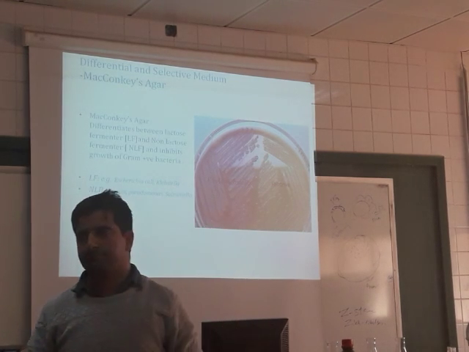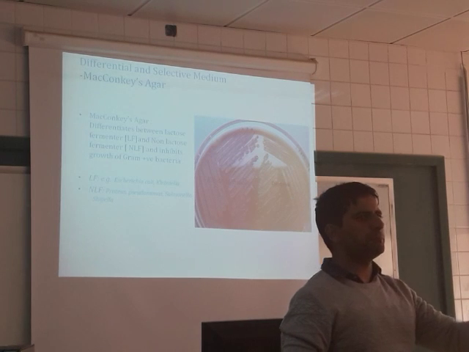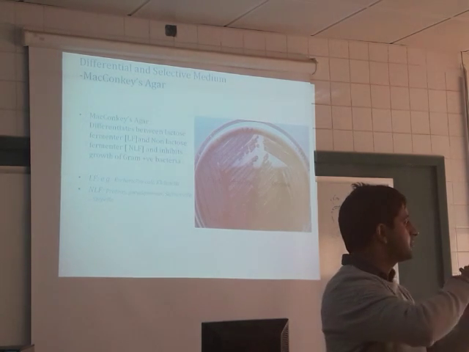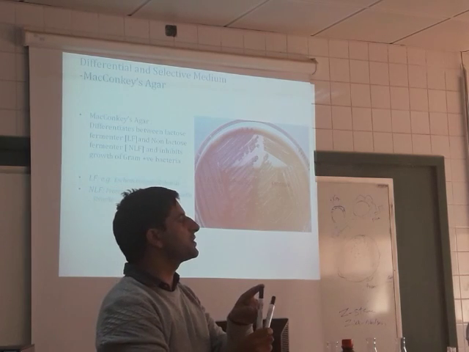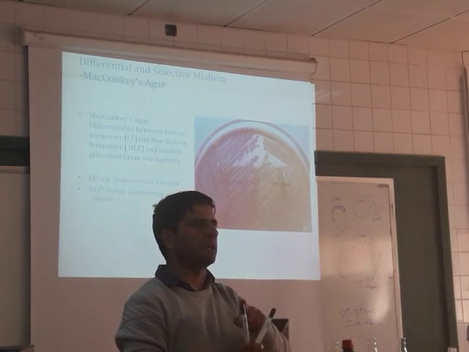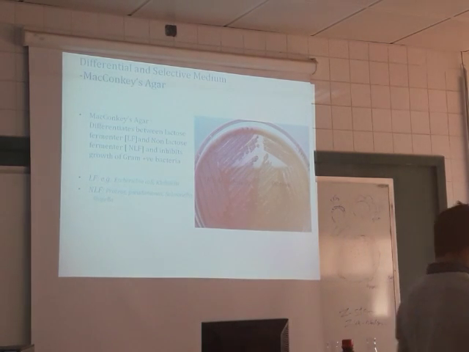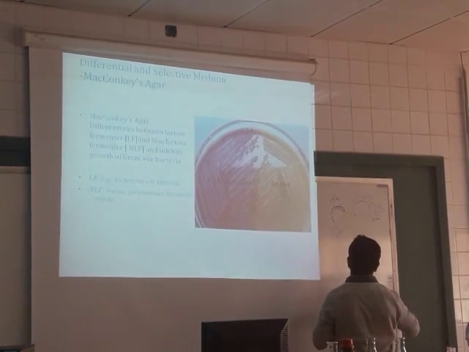What is the feature of MacConkey agar? Lactose fermenting. It differentiates between lactose fermenter and non-lactose fermenter. So it is a differential media, correct? And what is another feature? It inhibits gram-positive bacteria. So it makes MacConkey a selective media. Two important properties of MacConkey: it is selective and differential. Differential means it differentiates between lactose fermenter and non-lactose fermenter. And it inhibits the growth of gram-positive bacteria. Why does it inhibit gram-positive bacteria? Why does it kill them? Because it has antibiotics. Where is the antibiotic?